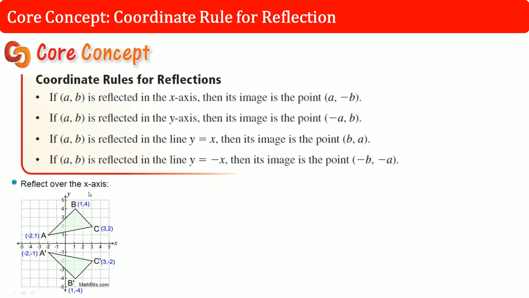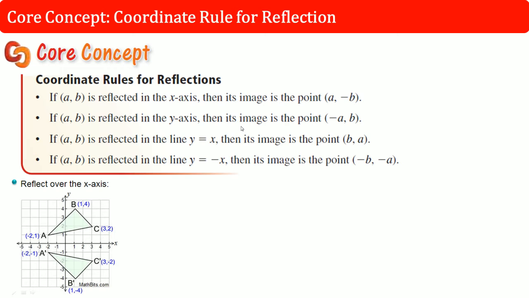It reflects over the x-axis. Notice that if the original is negative 2 over 1, the y-coordinate becomes a negative. You could see it down here. So that is the rule here. It reflects over the x-axis, the new point has a negative now. You change the sign on your y-coordinate, the b one.